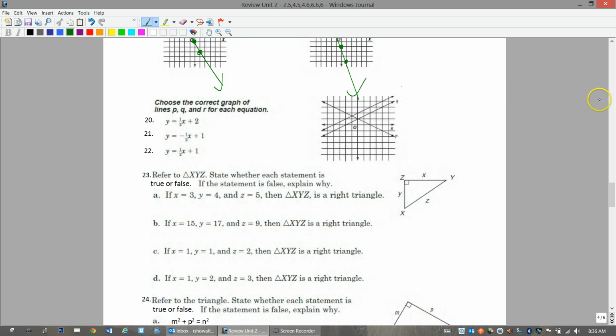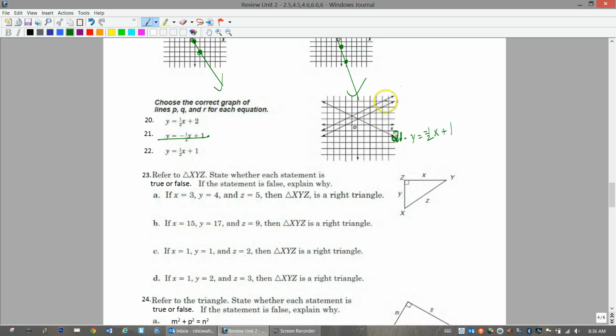Okay, let's match the graph with the equation. First off, there is only one line on this graph that has a negative slope. So if I go over here and look at the ones with negative slope, it's 21. So this one right here is going to be graph number 21, or y equals -1/2 x plus 1, because it's going down from left to right. So that's check.